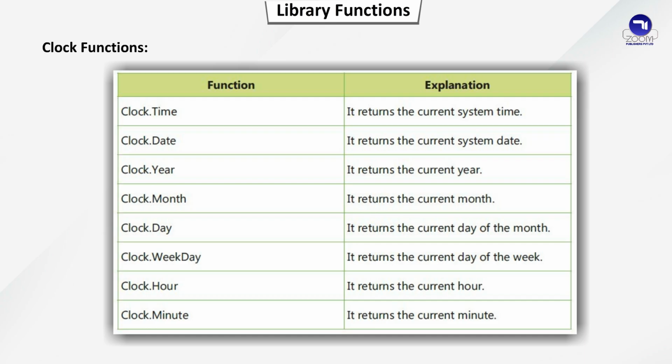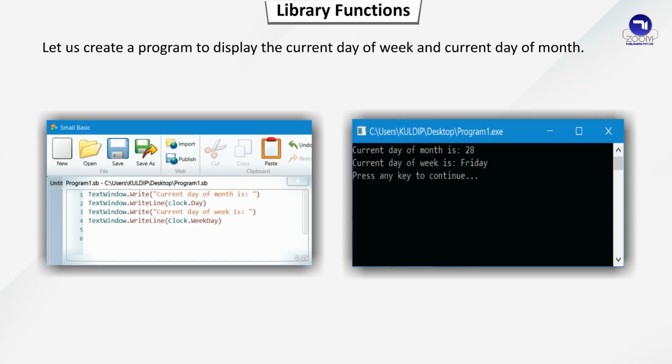Clock.Weekday. It returns the current day of the week. Clock.Hour. It returns the current hour. Clock.Minute. It returns the current minute. Let us create a program to display the current day of week and current day of month.